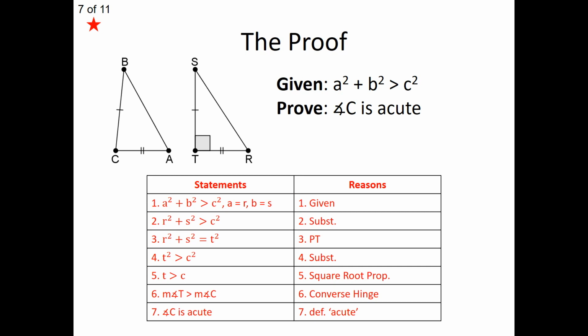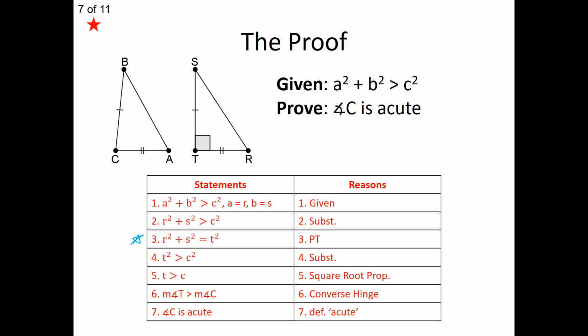But we know something about r squared plus s squared, don't we? Because our triangle RST is a right triangle, we can use the Pythagorean theorem to say that r squared plus s squared is equal to t squared. So there's our key step there. Now, since r squared plus s squared is equal to t squared, and r squared plus s squared is greater than c squared, that means with some substitution, we know t squared is greater than c squared. That's what we get in step 4.